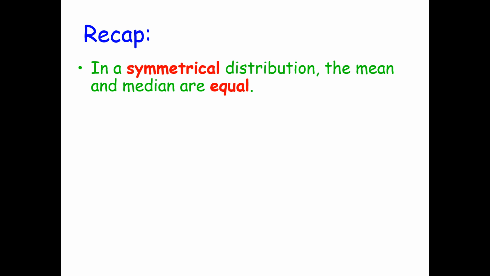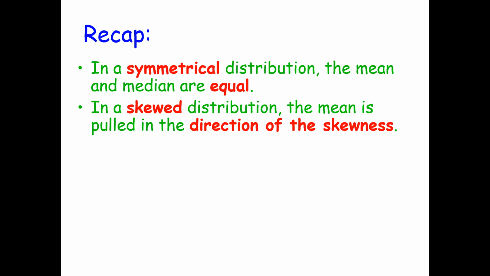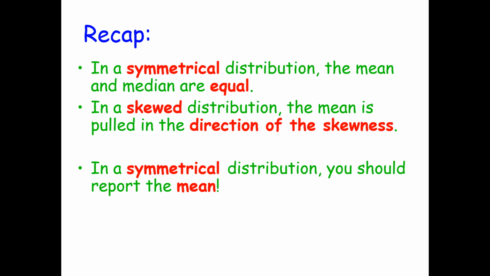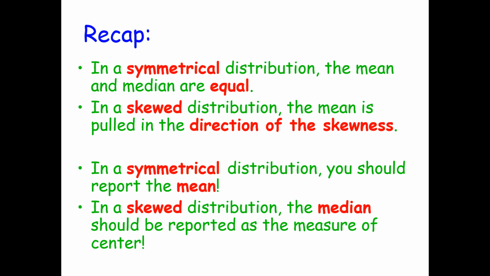So for a brief recap, in a symmetrical distribution, the mean and the median are going to be equal. And in a skewed distribution, the mean is always pulled in the direction of the skewedness. In a symmetrical distribution, you should always report the mean value. And in a skewed distribution, the median should be reported as the measure of the center.